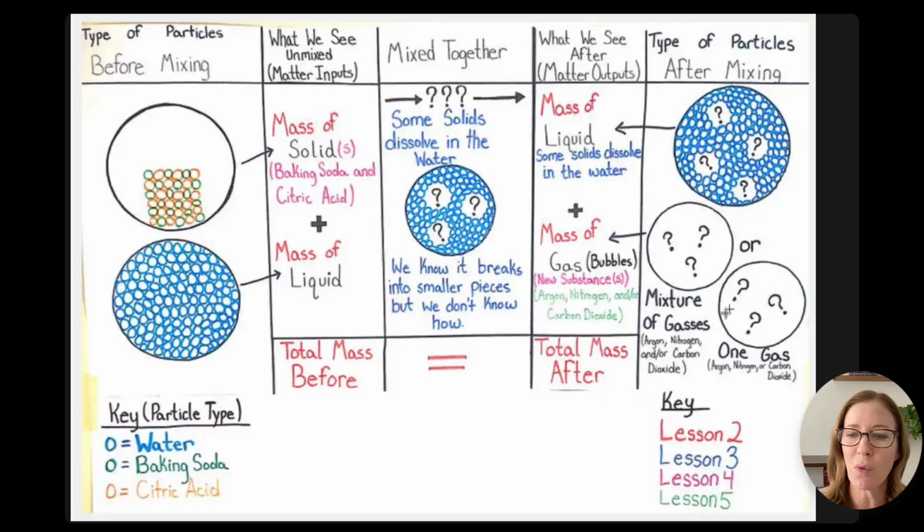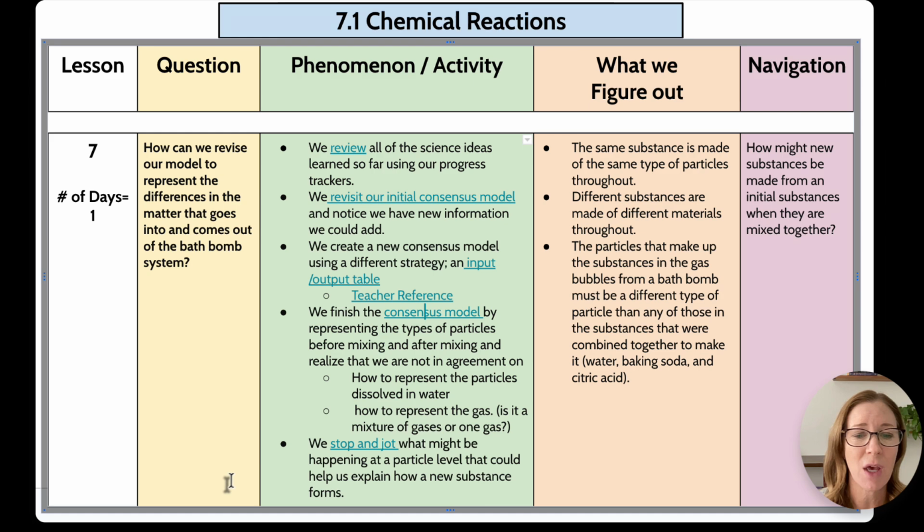And then also, what is this gas? We're not sure. Is it argon, nitrogen, carbon dioxide, or a mixture of them? So we've got some questions here still to figure out. And this is how we're going to re-anchor our second lesson set back into our anchoring phenomenon. We still have questions that we need to figure out. So here's what we still haven't figured out, the question marks on that consensus table.